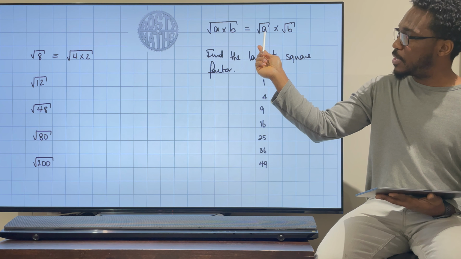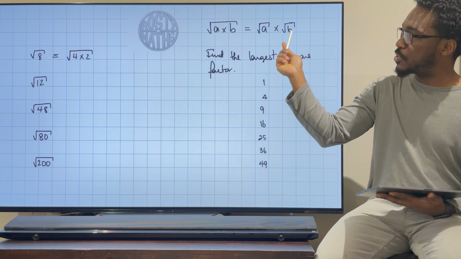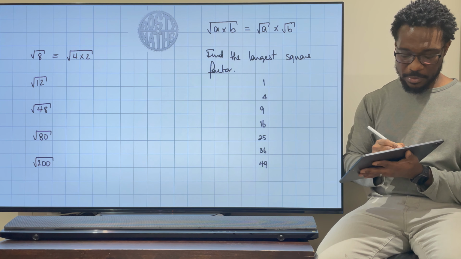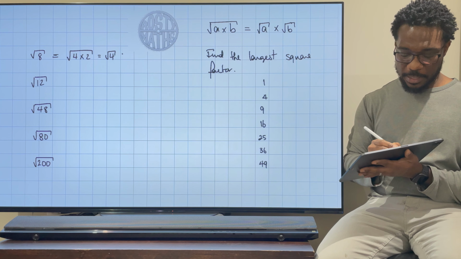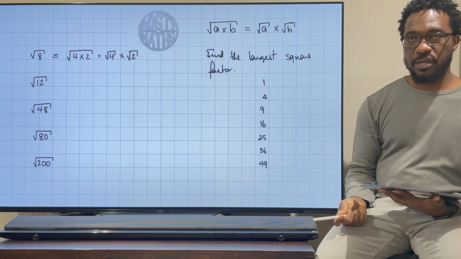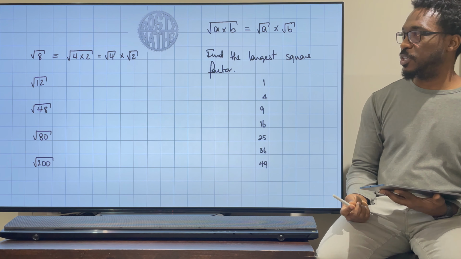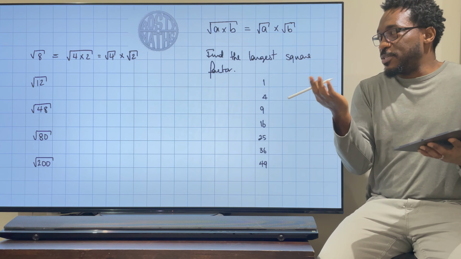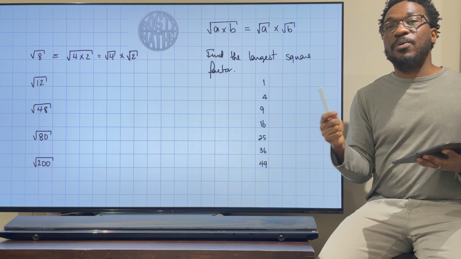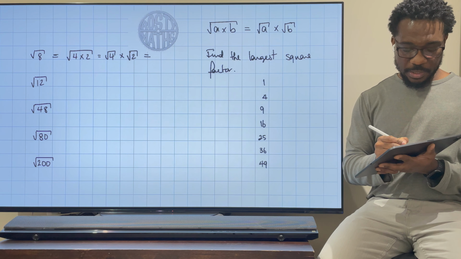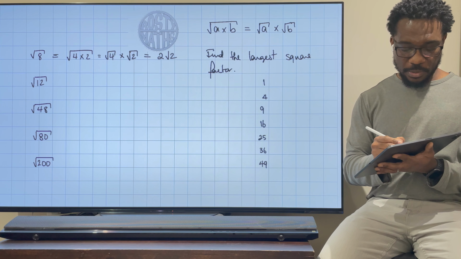I can put the 4 in its own square root and the 2 in its own square root. So this is going to be the square root of 4 times the square root of 2. Now we already know from the video you've just watched on square roots how to find the square root of 4 because it's a square number. Its squared factor is 2. So the answer to this question is 2 root 2.